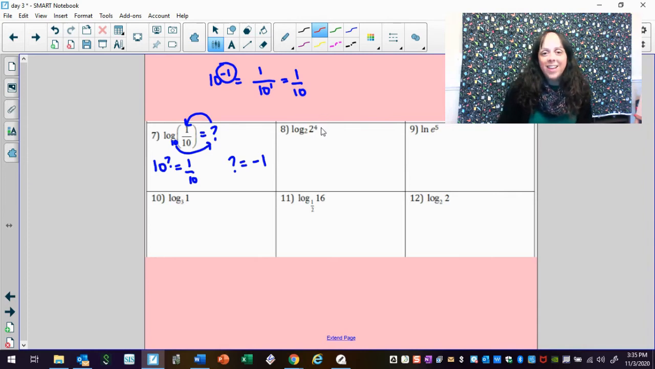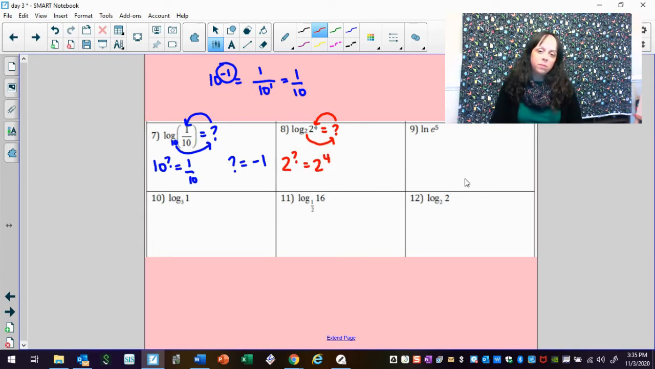The next one is fun. Take a look at this guy. All right, this says 2 to what power would be 2 to the 4th? As you look at that, you could simplify the 2 to the 4th if you wanted to, but it's actually easier to just leave it as is and just use your brain. 2 to what power equals 2 to the 4th? Just 4, right? The answer is just 4. That missing exponent would be a 4.